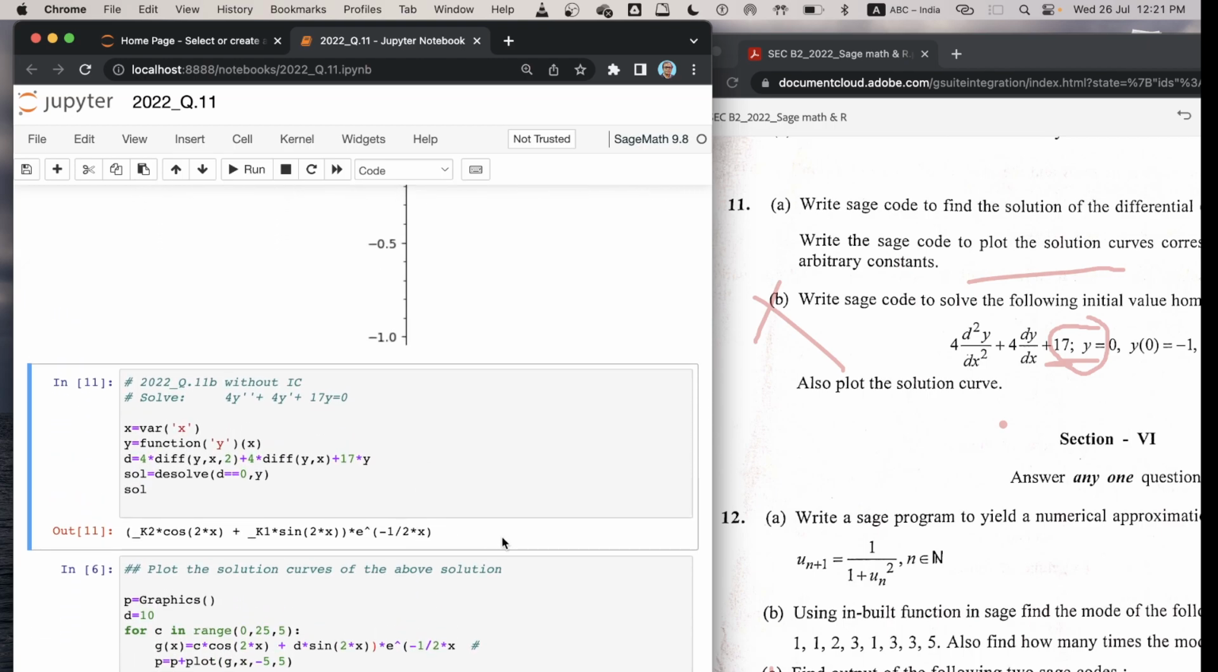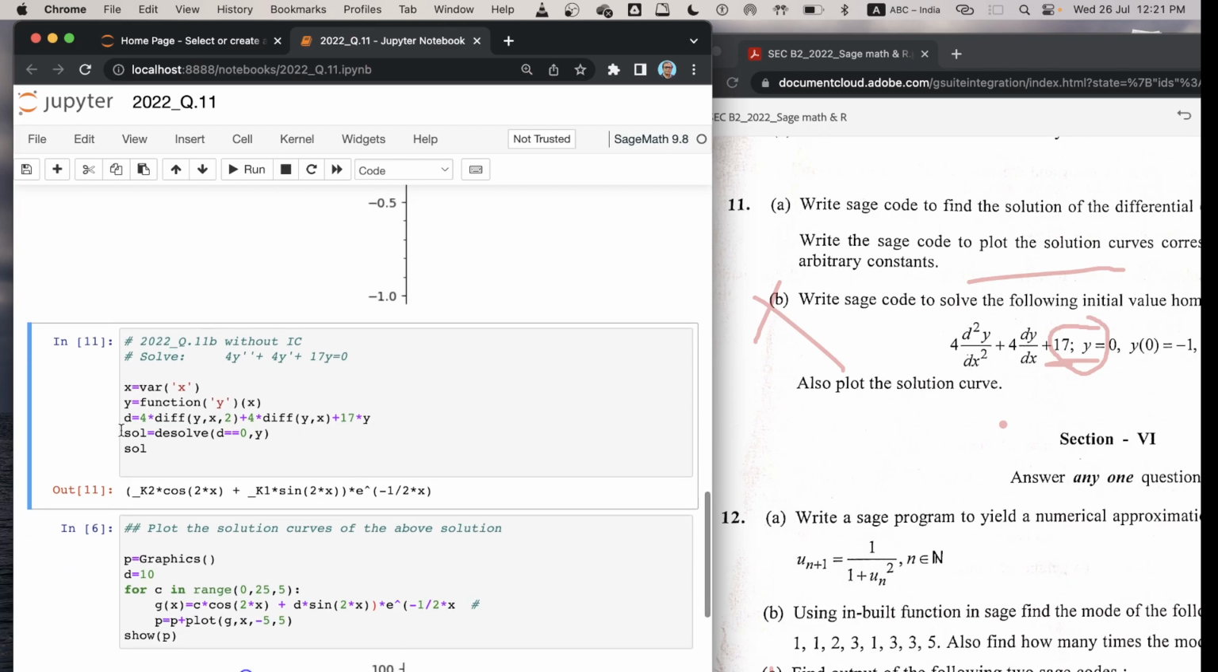Actually, for general interest, if we find the general solution of the given differential equation, it is y equal to (k2 cos 2x plus k1 sin 2x) times e to the power minus x/2, where k1 and k2 are two arbitrary independent constants. So the general solution is this for this equation.